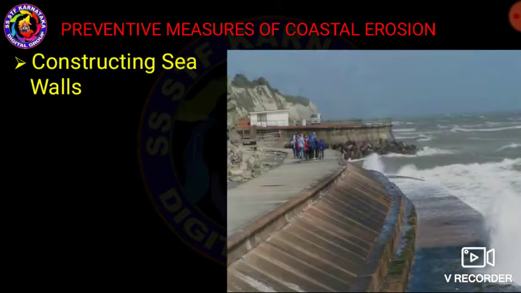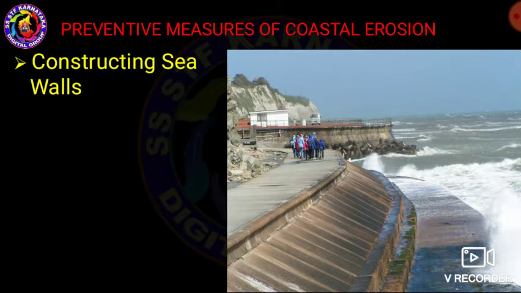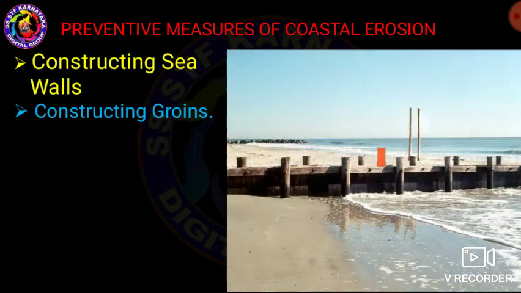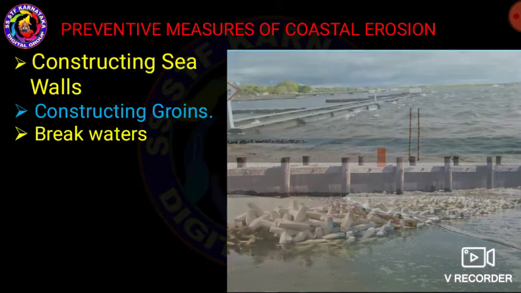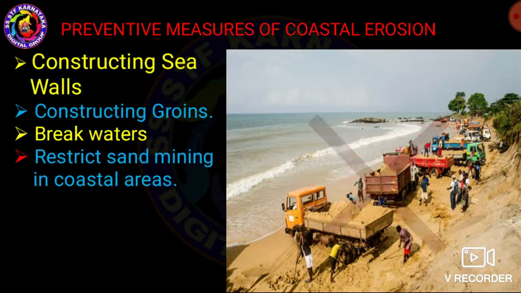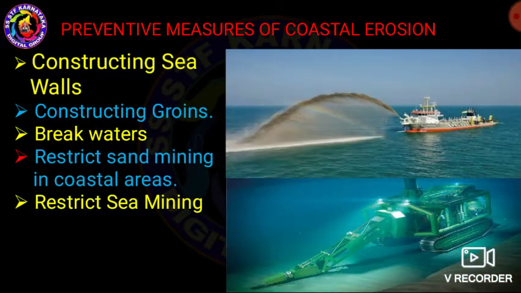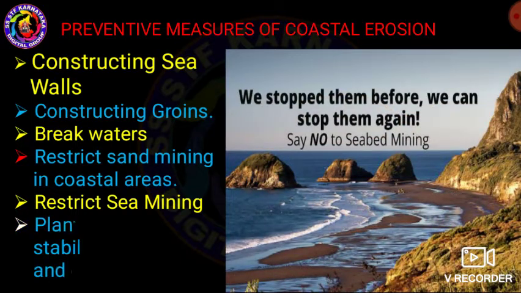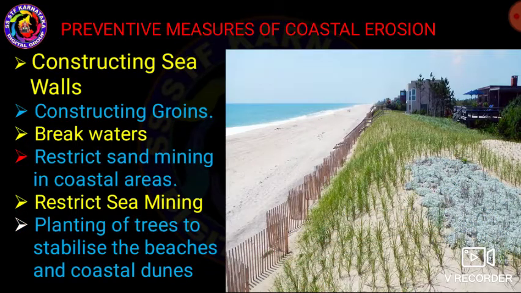The preventive measures of coastal erosion, that is construction of sea walls, then construction of groynes, breakwaters, then restrict sand mining in the coastal areas, planting of trees, to stabilize the beaches and coastal dunes. These are the preventive measures of coastal erosion.